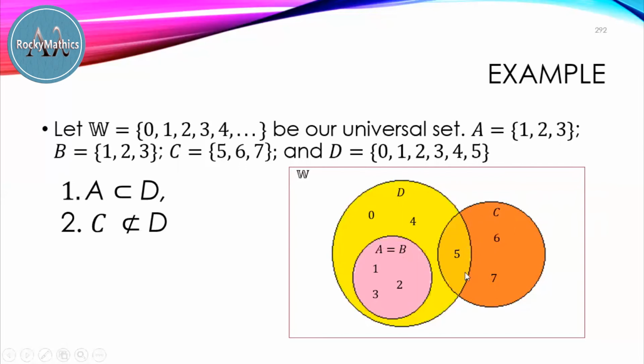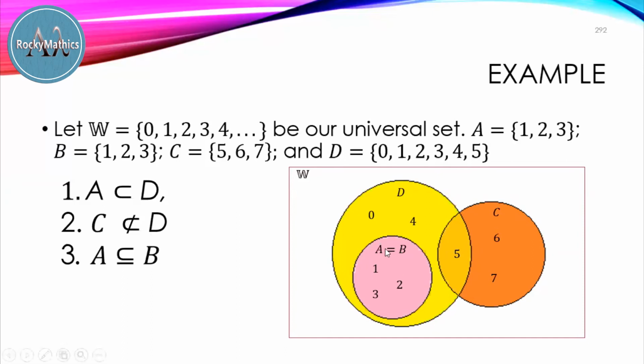However, if we go back to C, we clearly see that the elements are 5, 6, and 7. However, 6 and 7 are not in the set D. So we found elements that are not in D. Therefore, we can say that C is not a proper subset of D. Okay?